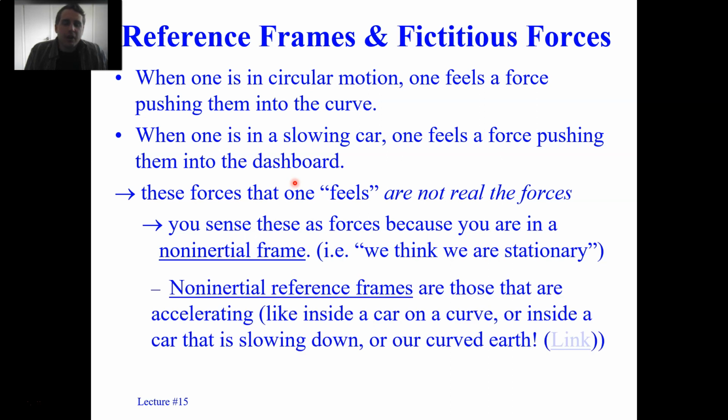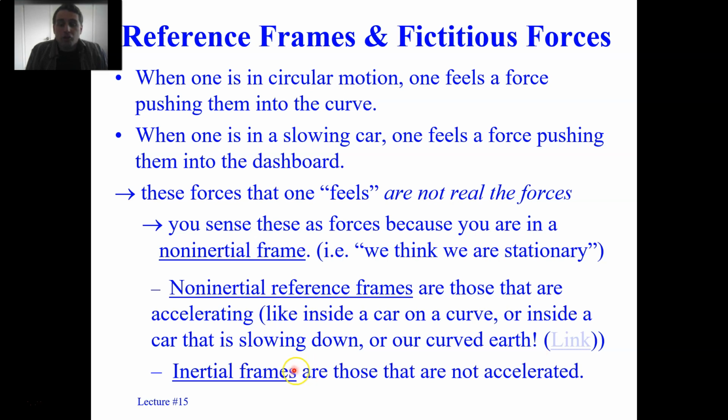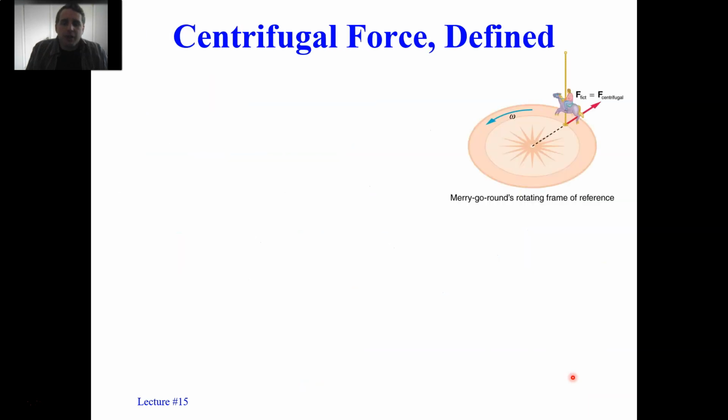So non-inertial reference frames are those that are accelerating, like the inside of a car on a curve, the inside of a car slowing down, or on our curved Earth. In a later video, I will show how when we move over the Earth, especially over large curved distances, the Earth produces an apparent force, and that's because the Earth itself is rotating. Inertial reference frames are those that are not accelerated. So inertial reference frames are frames in which we can all agree on the physics. Okay, so that's what I mean.